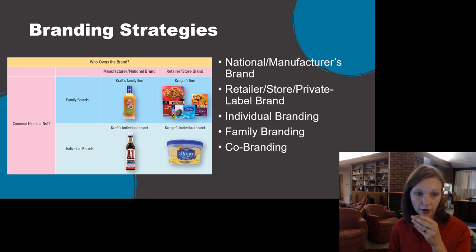Same thing for private label brands, although it's a little harder to know. So Kroger has their line, but then they also have their deluxe line of ice cream. But if you look very closely, you'll also see that Kroger still puts their Kroger brand on there. So it's a little harder to tell. You can also see co-branding, where two brands come together to create a product, and then they both put their brand name on the product.